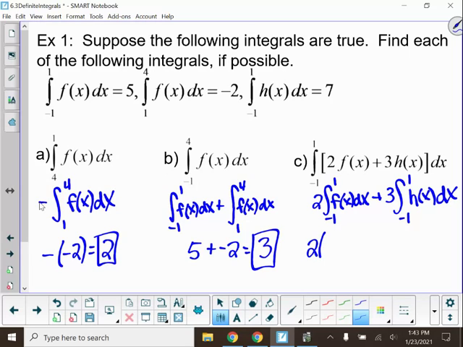Well, the integral from -1 to 1 of f of x is 5. The integral from -1 to 1 of h of x is 7. So this is really 10 plus 21, which is 31. So that's a way for me to find the integral value without actually having to graph anything, because I don't know what these functions stand for.